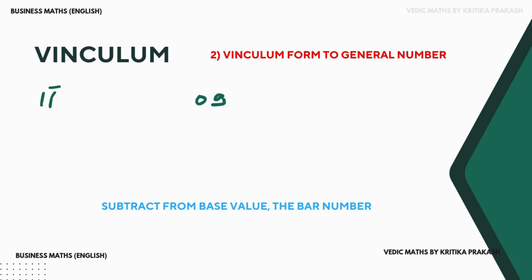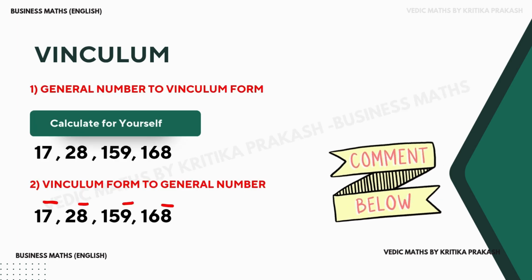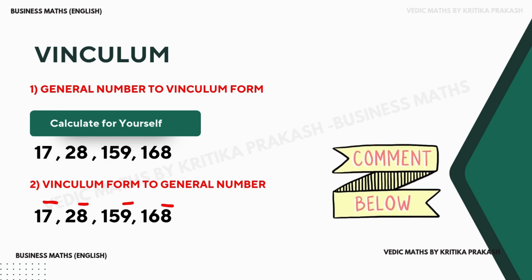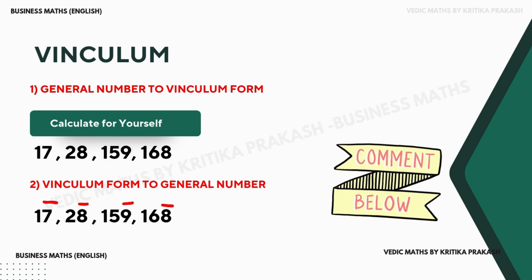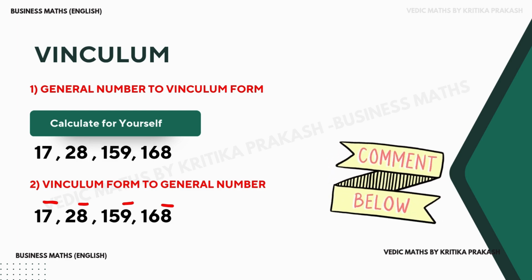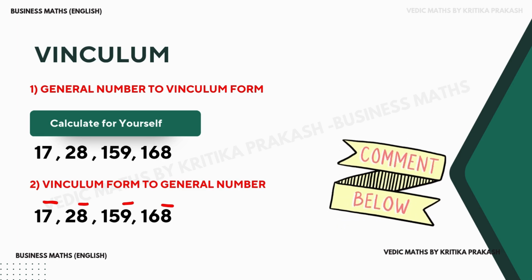So 11 with 1 bar on the top is 10 minus 1, which would give you the answer 9. If you have understood this, then you can calculate the general number to Vinculum form calculations and Vinculum form to general number calculations. Also, let me know the answers in the comments below.